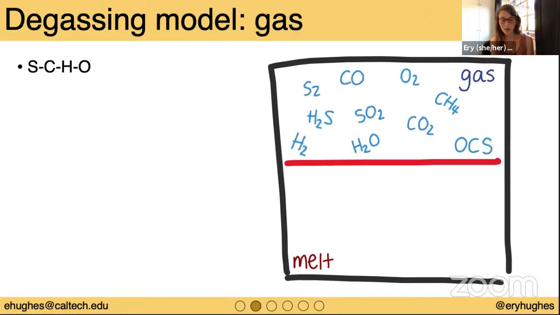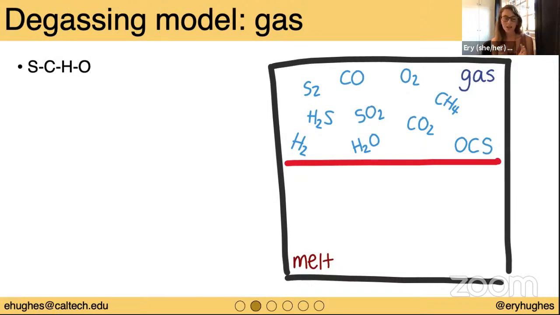So in the gas phase, we're going to have 10 species. So they're going to be sulfur, hydrogen, and carbon monoxide for our reduced species, and then sulfur dioxide, water, and carbon dioxide for the more oxidized species, and oxygen. And then we've got 3 cross species, so hydrogen sulfide, carbonyl sulfide, and methane.